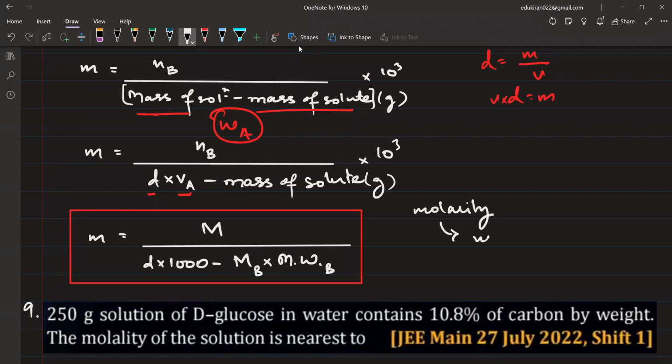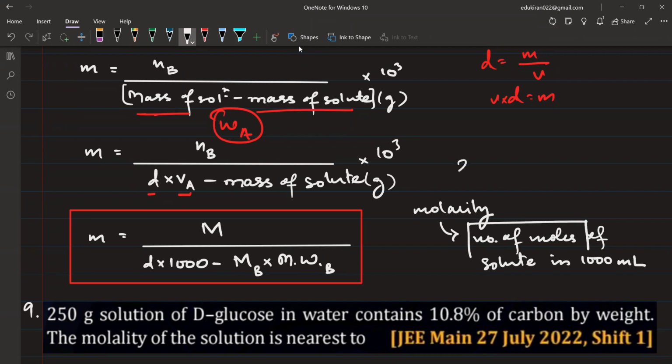Molarity is the number of moles of solute in 1000 ml. ठीक है? तो whatever the number of moles will be there. For example, अगर आपके पास 2 molar होगा, तो what is the number of moles? Number of moles हो जाएंगे 2. ठीक है? So you have got the moles of solute.